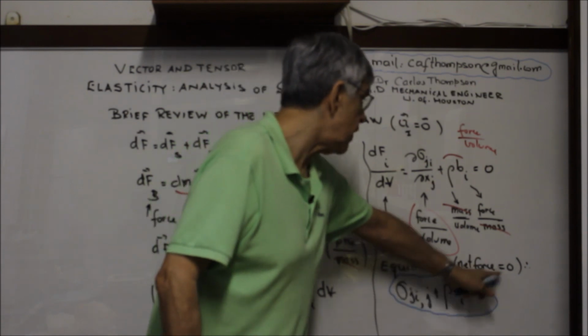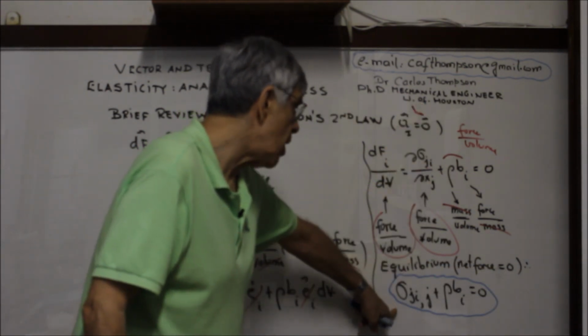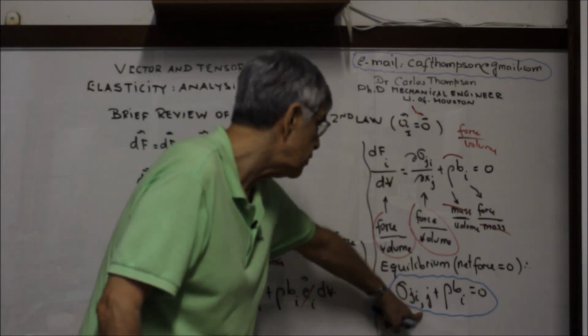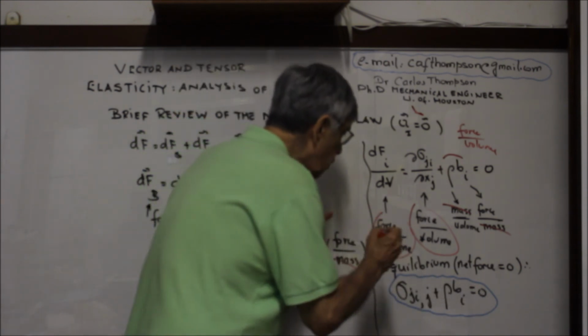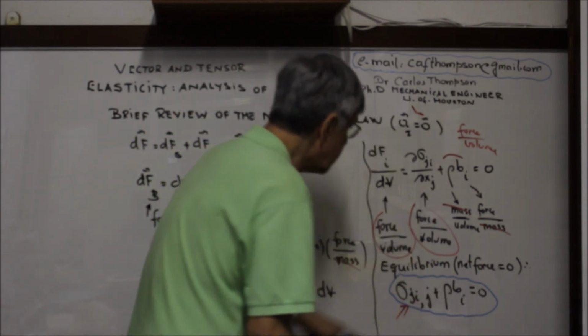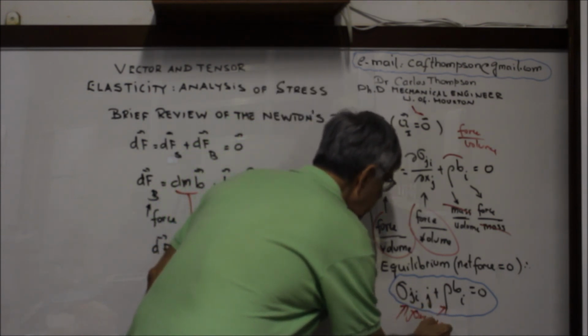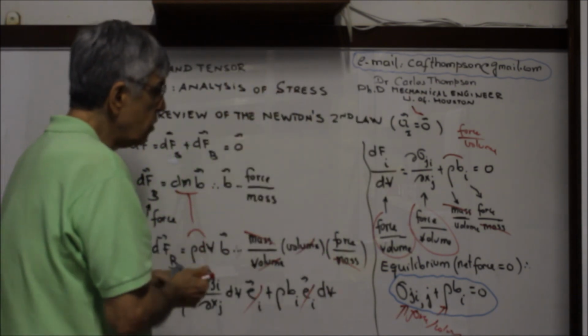So the equilibrium net force is equal to 0. Now, the partial derivative of sigma ji with respect to xj plus rho bi is equal to 0. So don't forget this: this is force by volume, and this is force by volume. Okay? That's a brief review of this lecture.